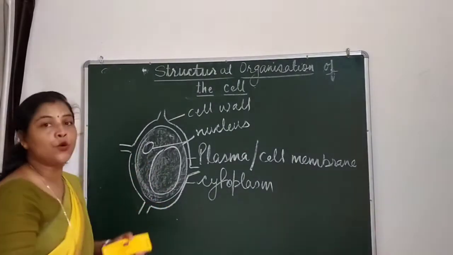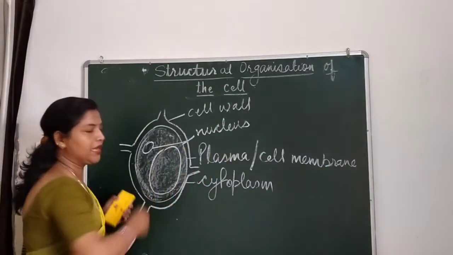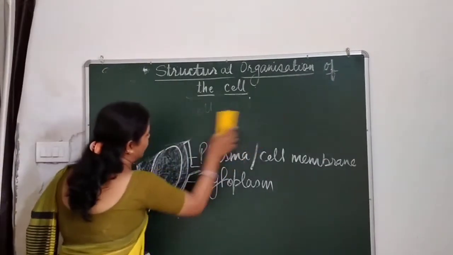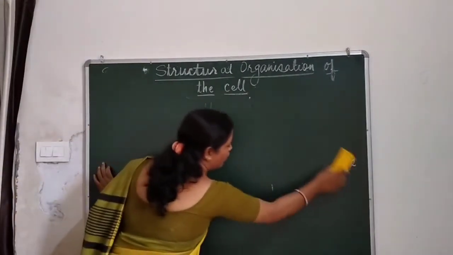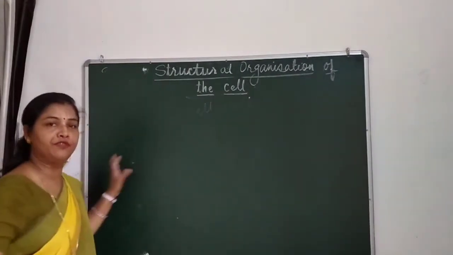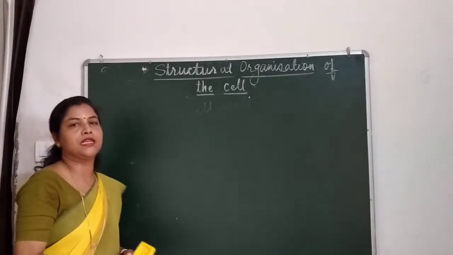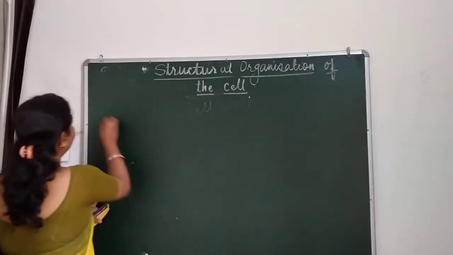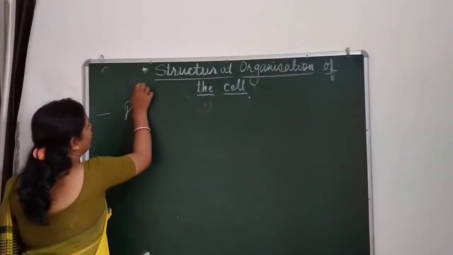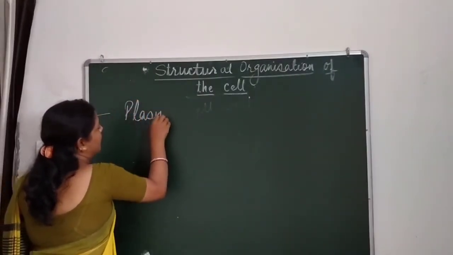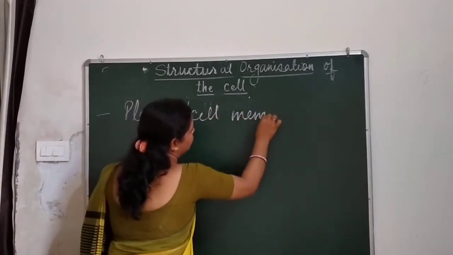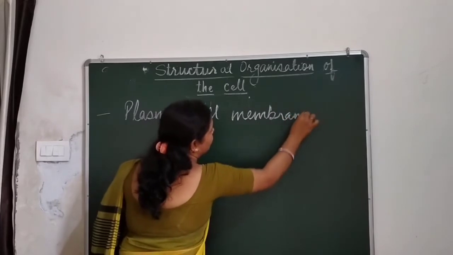So let us know about the plasma membrane or cell membrane. One by one I will explain the structure and function of all these parts of the animal cell and plant cell. Let us start with the animal cell. The first part, as I told you, is the plasma membrane or cell membrane.